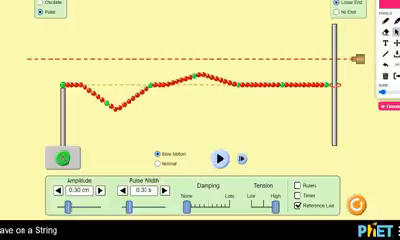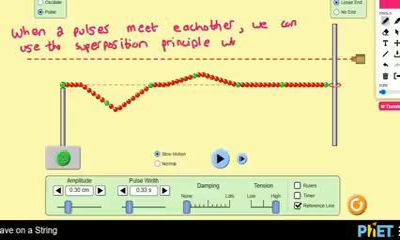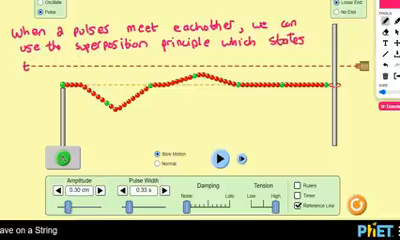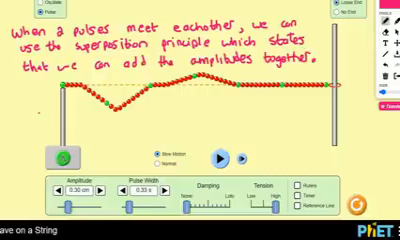Okay, so let's try to summarize a little bit of what we just saw. So we can say that when two pulses meet each other, we can use the superposition principle, which states that, oops, let's get rid of that little line, we can add the amplitudes together.